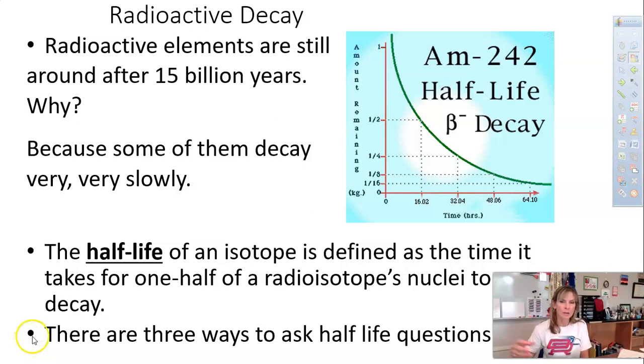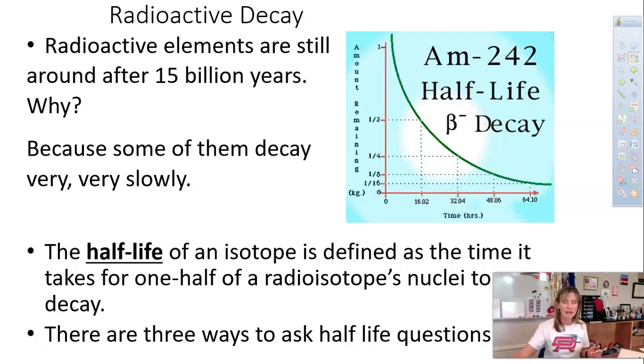Hi, this is a quick in-the-middle video on radioactive decay and half-life. Radioactive elements are still around after 15 billion years. Why? Well, because it takes a really long time for some of them to decay. Some of them take a very short period of time, so they're not around, but a lot of radioactive material will take a very, very long time to decay.